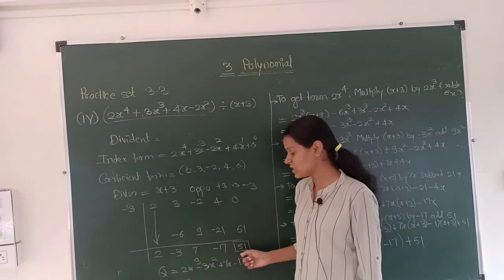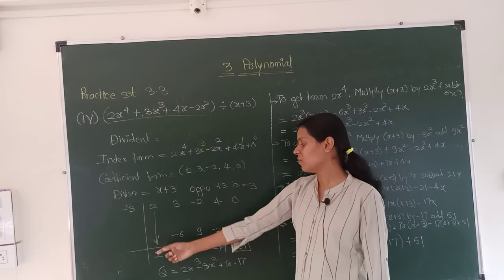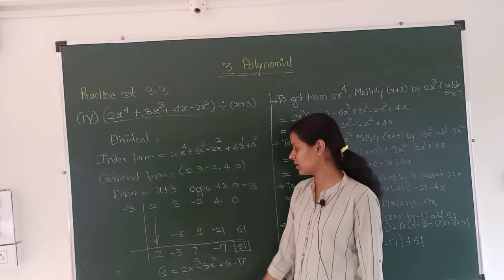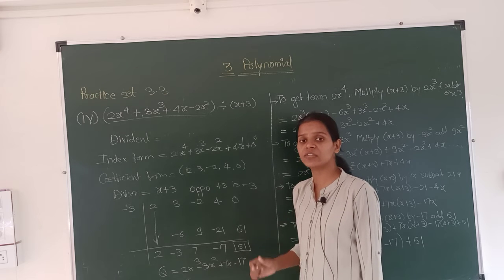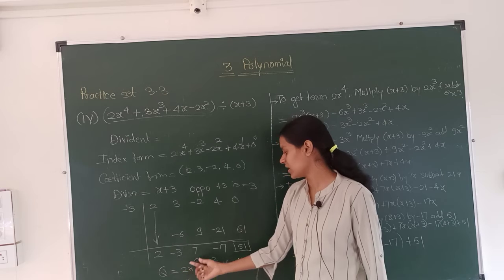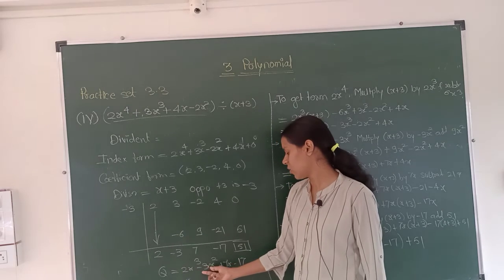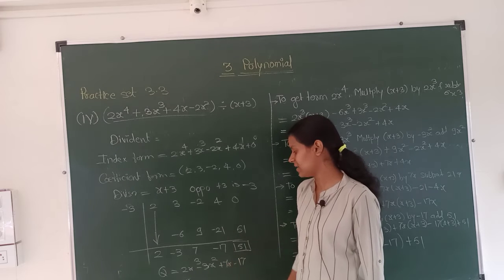The term which I have put in a bracket is the remainder, and the terms before that are the quotient. See, 2, minus 3, 7 and minus 17 are the coefficients of the quotient. We will write the coefficients from this. First is 2, 2x raised to 3. Second is minus 3, so minus 3x raised to 2. Third is 7, 7x, and the fourth one is minus 17.